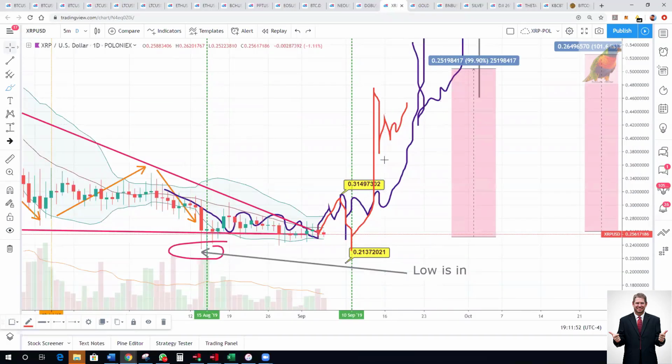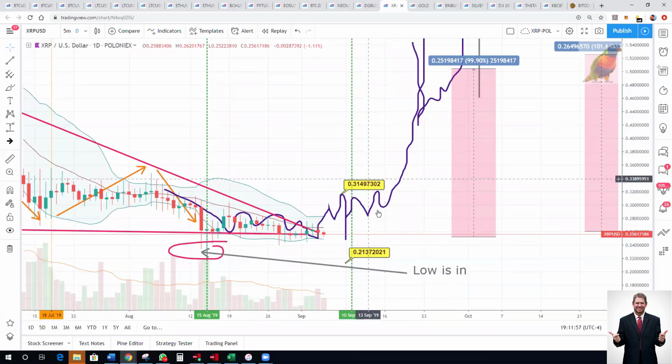Let me just clear this. XRP is perfectly on track. There's no issue with XRP. Expect XRP to go upwards into about 31 cents.